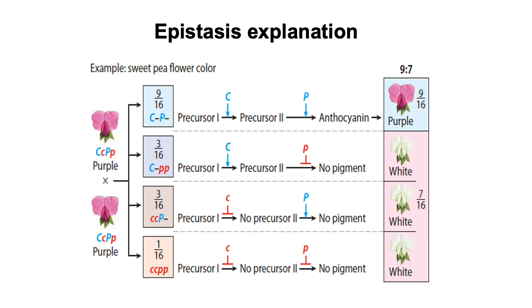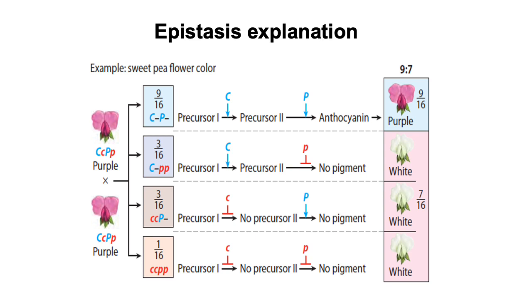and it's directly related to what's happening at the molecular level. So as long as we have functional C and functional P encoded by the dominant alleles, then we can get purple. Anything other than that blocks this pathway at one step or the other and doesn't allow purple pigment to be produced. And if precursors 1 and 2 are colorless or white, then we would end up with this 9-to-7 ratio. So that's a molecular explanation of the genetics that we saw on the previous slide.